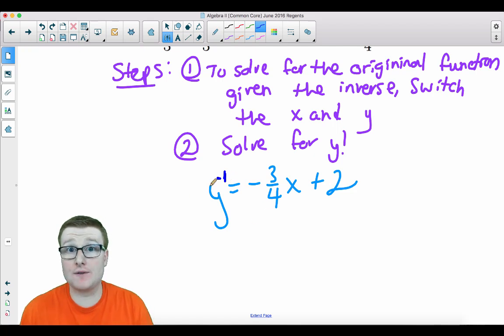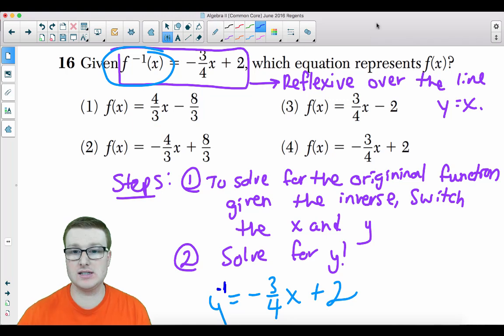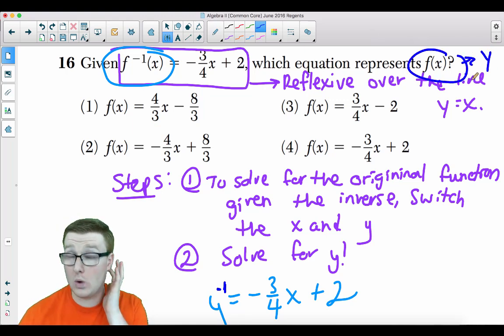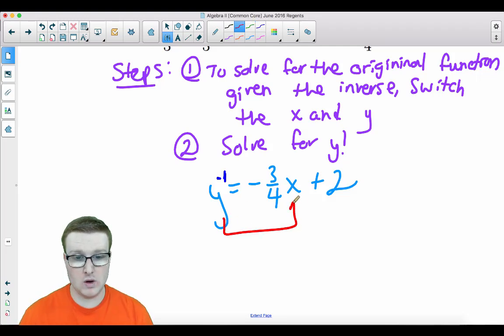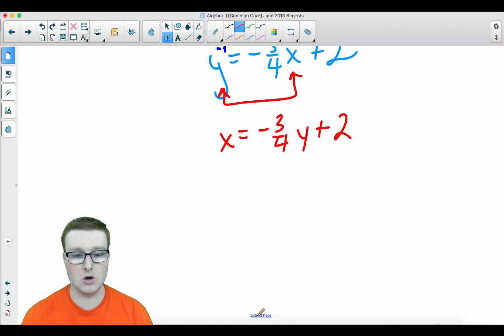We did not just solve for y, or f of x. So your goal is to solve for f of x, which is really just solving for the original equation y. So here we go. First step, switch the x and the y. So we get x equals negative 3/4 y plus 2. Okay? We're almost there. So now we're going to solve for y.